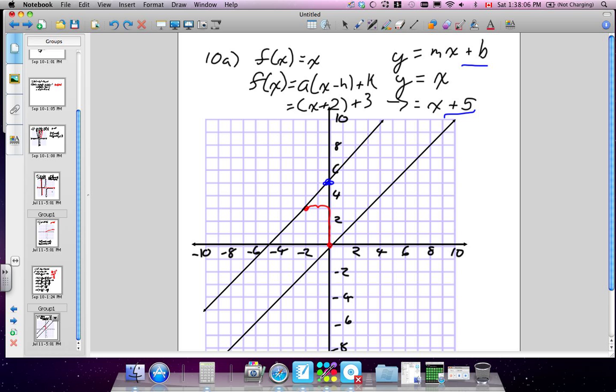So there's 2 ways to do it. I could have graphed it and found what the y-intercept is, or I plugged in, I went 2 to the left and 3 up for my h and k, and then I just simplified the function for a straight line. That is x plus 5. So f at x is equal to x plus 5.